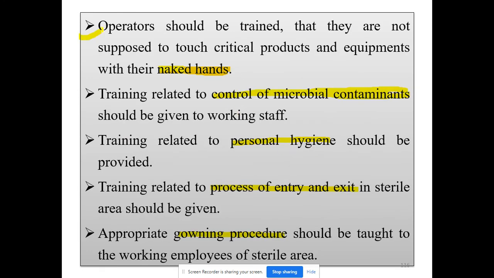The first protocol is that the people who work in your sterile area should be trained that they are not supposed to touch any critical product or equipment with their naked hand.